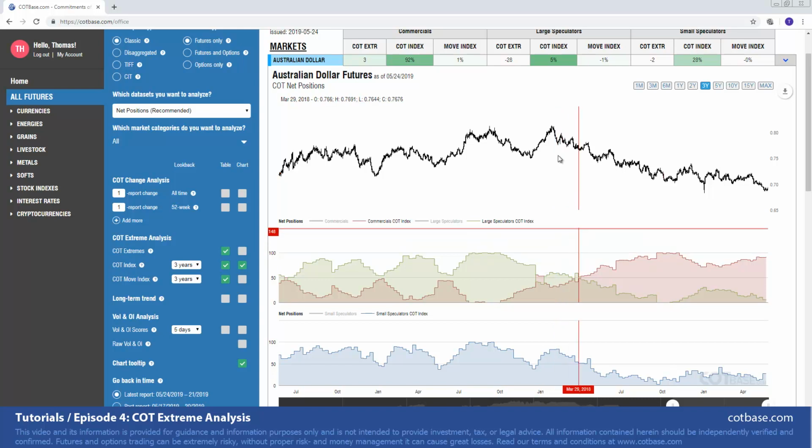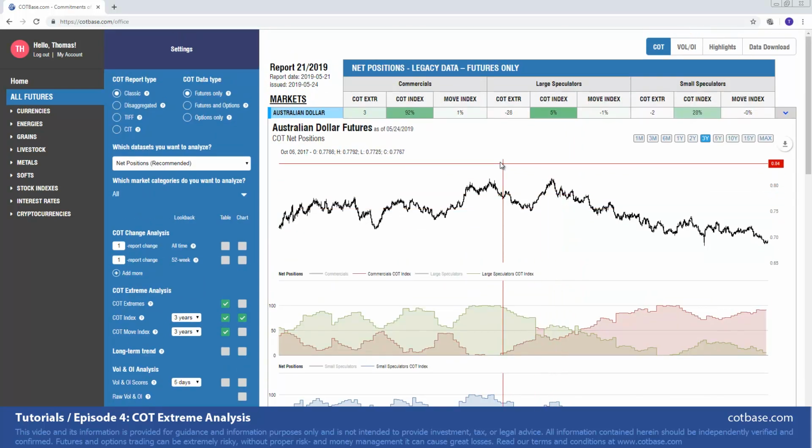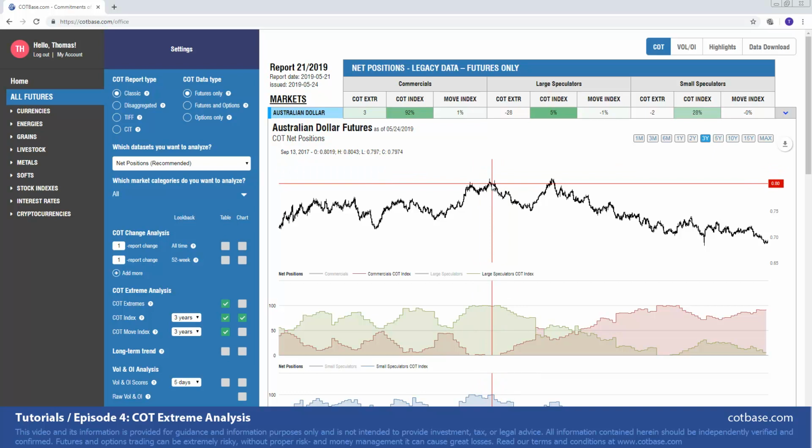So these are the three main tools that we have, and I believe it's really important to follow the report and see these larger extremes because they really help you identify large shifts in the trend.